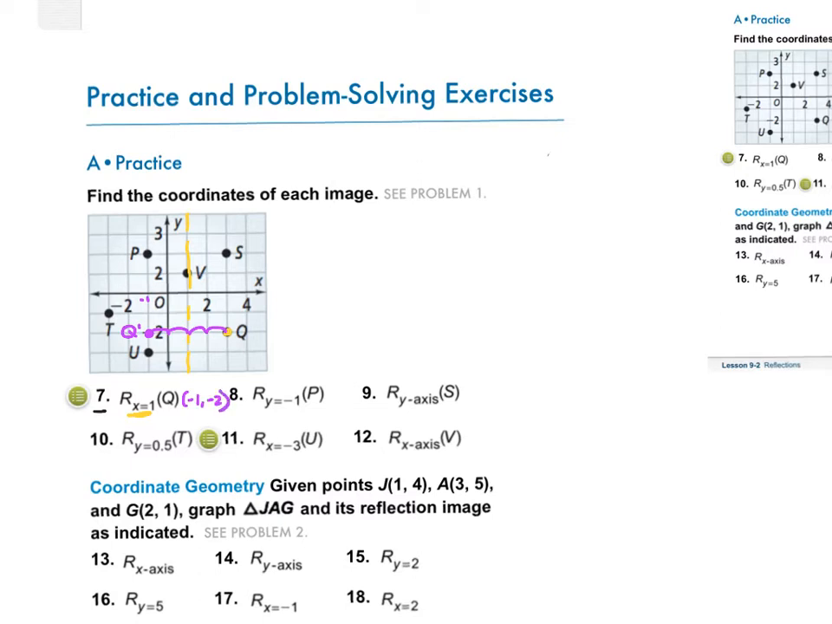Then I go R, y equals -1 to P. So P is here. Y equals -1 is here. Let me erase off the last one. So that blue line is y equals -1. P is from this blue line 1, 2, 3 units up. So I'm going to go 1, 2, 3 units down. That would be -1 and then -4.